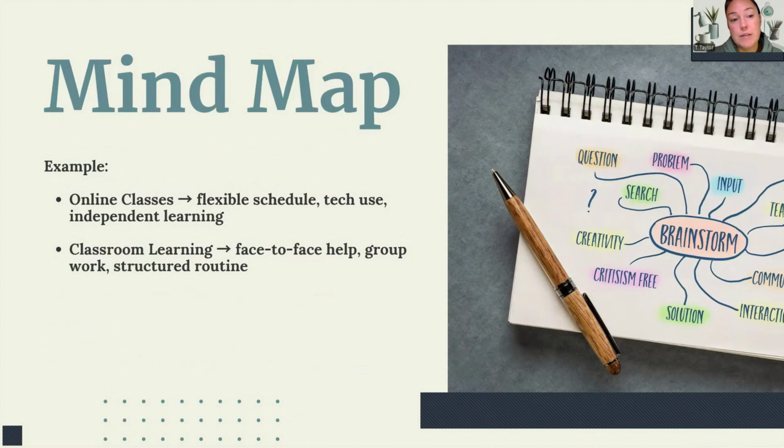And you could put in there online classes, you could put in classroom learning. If you were to put online classes, you'd have a branch out from there saying flexible schedule, and then you'd have one saying tech use and another saying independent learning.